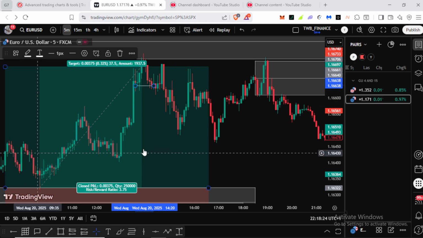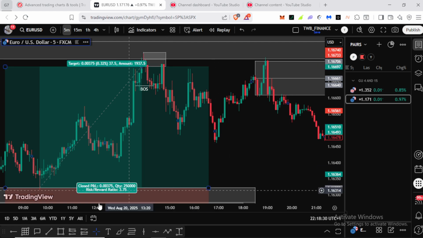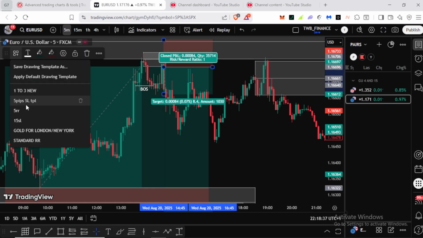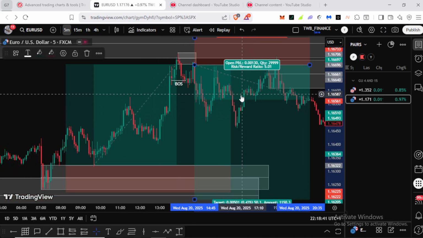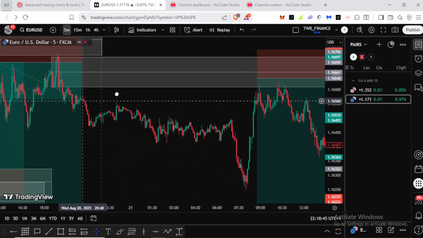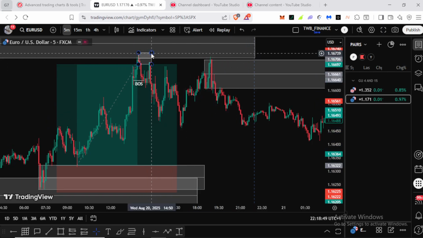So this is the initial entry, then the supply zone for the entry. And then the stop loss would be here. I always use a 10 pips stop loss. So this would have been the initial entry, and you can see it played out well, but I didn't do that. Okay, so that's the entry. I've shown you the entry.